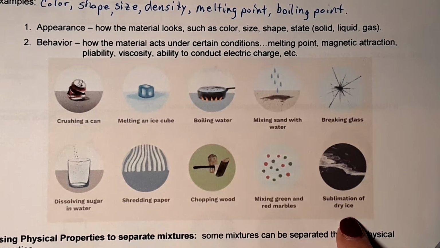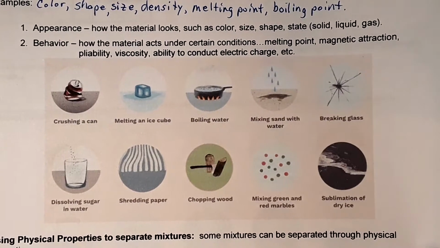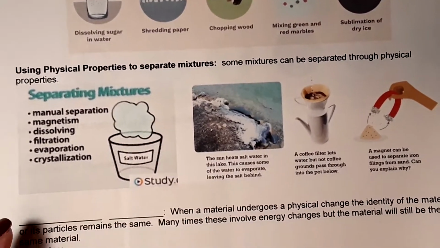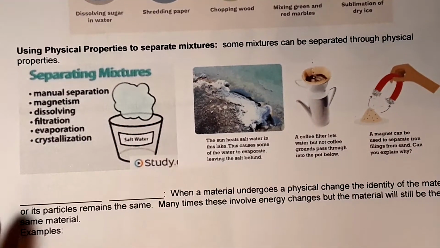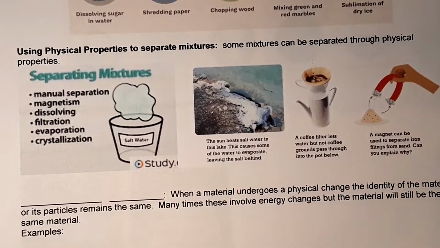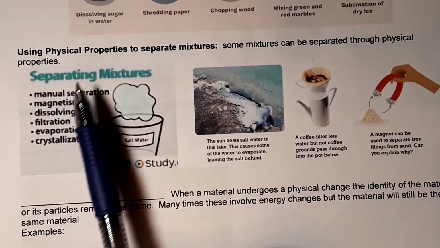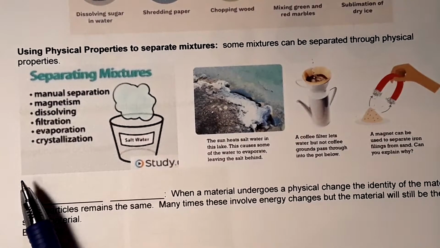Sublimation of dry ice. It's going straight from solid to gaseous form, but the solid molecules and the gaseous molecules are still the same thing. They're still dry ice, okay? Now, we can use physical properties to help us separate mixtures that we've talked about already. Here are the ways that we can use physical properties to help us separate mixtures.